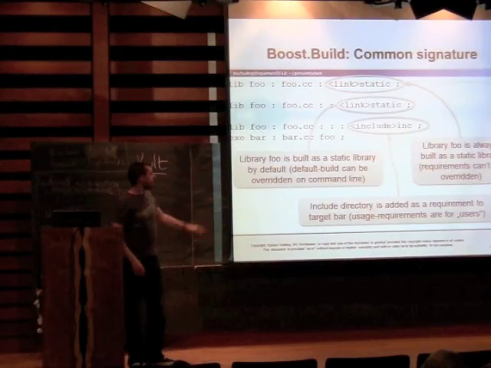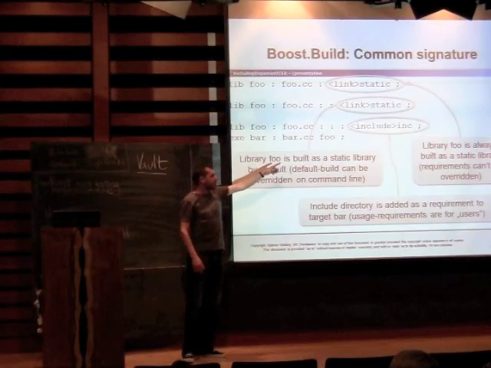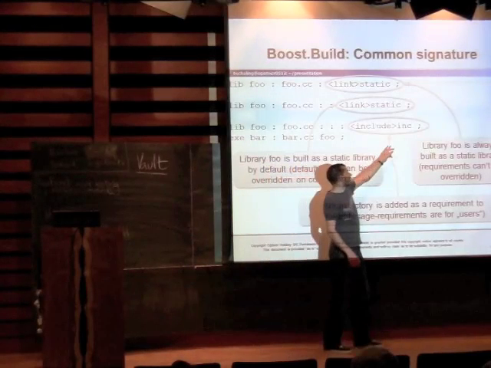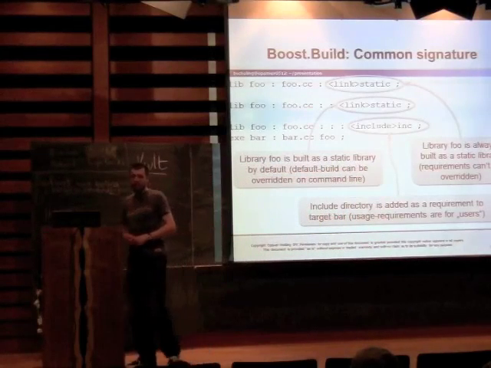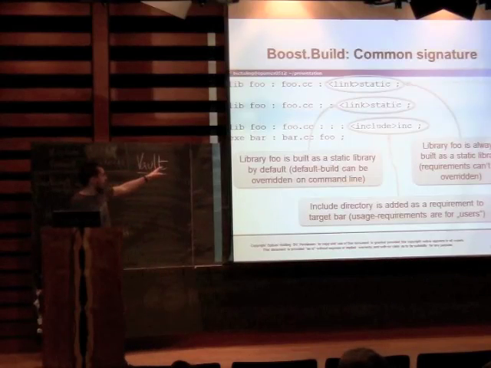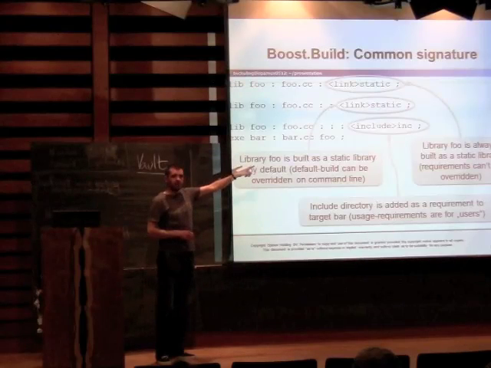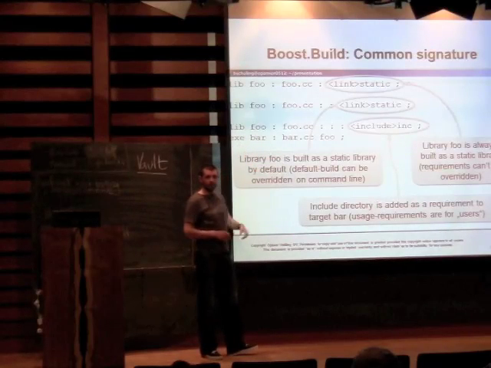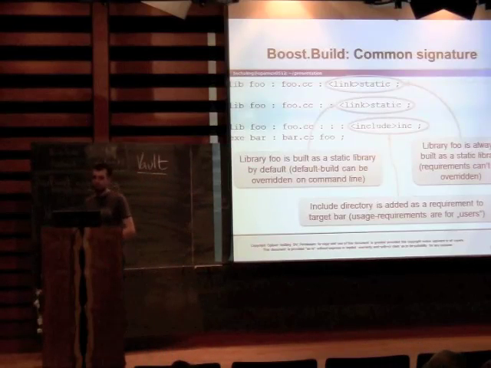The idea is, of course, that once I have defined the target foo, and I know that in order to use this library, other projects need to find headers in that directory inc. So this inc is not a keyword or anything else, it's just a directory where I expect that the header files of my library are found. Then other targets, like the executable bar I want to create, they will automatically find headers of my library foo in this include directory, because this include inc is added as a requirement to this line. A usage requirement is used by another target.